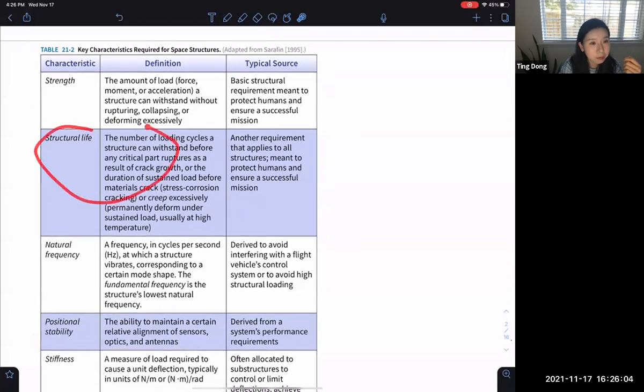And structural life is more like a fatigue analysis. For the material we select, we have the structural toughness. If a crack propagates to a certain level and the fracture toughness of that crack is greater than the fracture toughness threshold of the material, it will become unstable and cause failure of the structure.